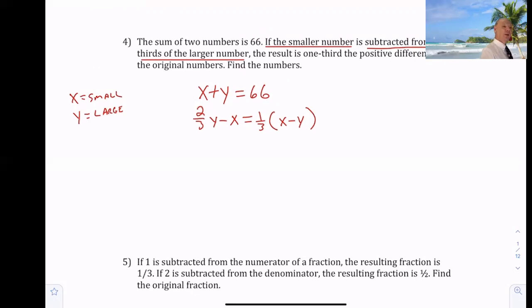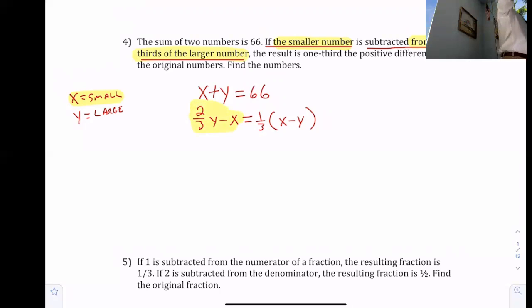Let's read. The smaller number, which is what? X. That's being subtracted from something, right? So it's minus X. Is everybody okay with it being minus X? All right, from what? From 2/3 y. So that's how I'm getting 2/3 y minus X. Now again, this one's hard, so I'm okay with that. Everybody's good with that so far?